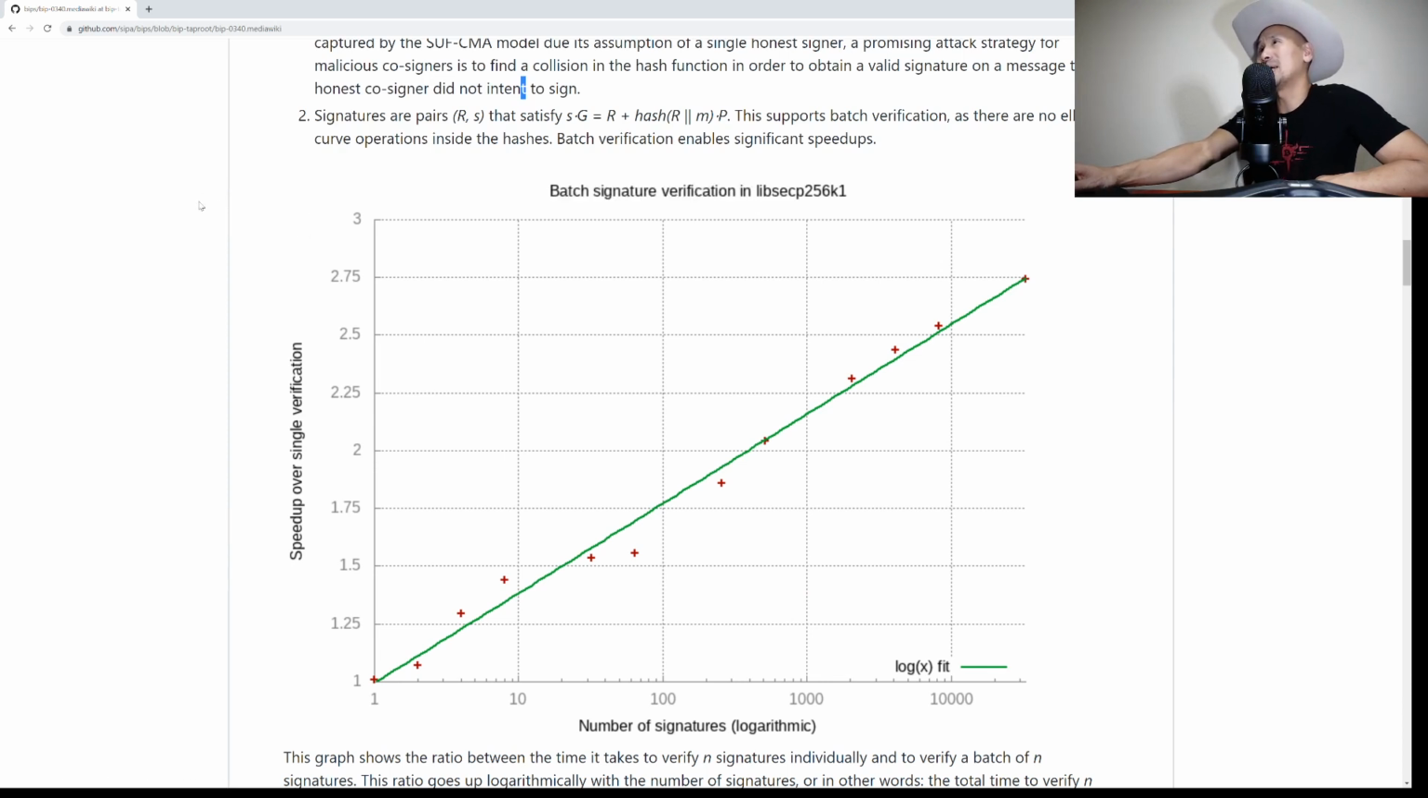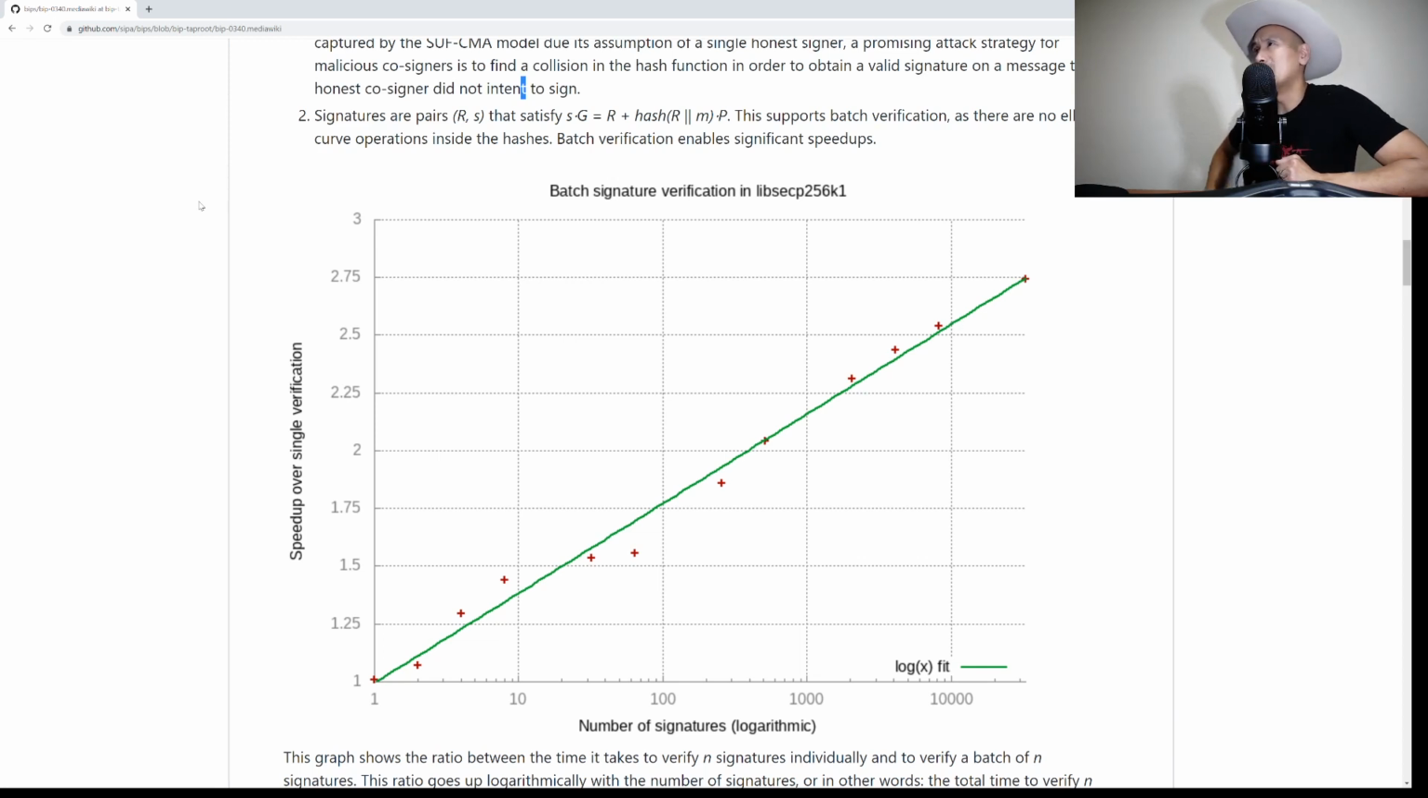Signatures are pairs R, S that satisfy S times G equals R plus hash of R concatenated with M times P. This supports batch verification as there are no elliptic curve operations inside the hashes. Batch verification enables significant speed up.